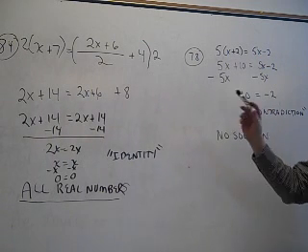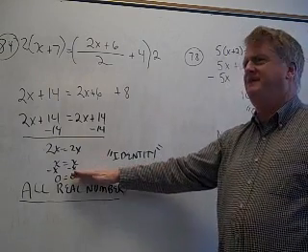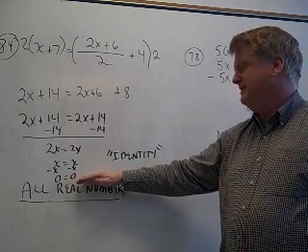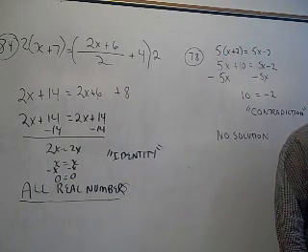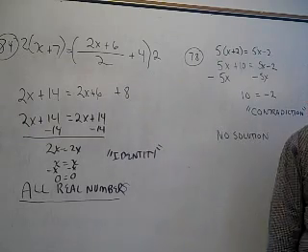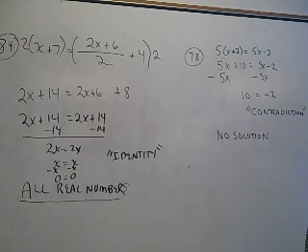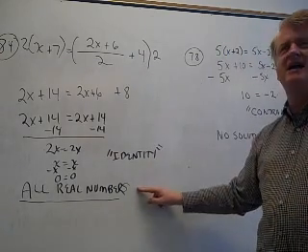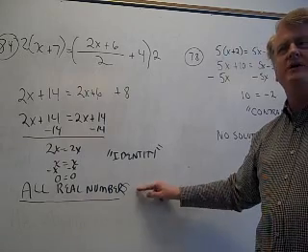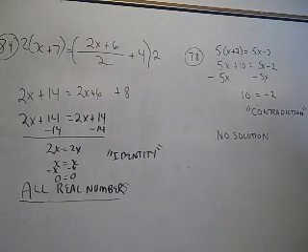So there's weirdness in both of these. How do you tell how to interpret the weirdness? If it comes down to something that is always true, something like 0 equals 0, 5 equals 5, 2x equals 2x, 2x plus 14 equals 2x plus 14, if it comes down to something that's always true, that's a sign that the solution set is all real numbers. All real numbers will make this true. Any real number you substitute in for x will produce a true statement.